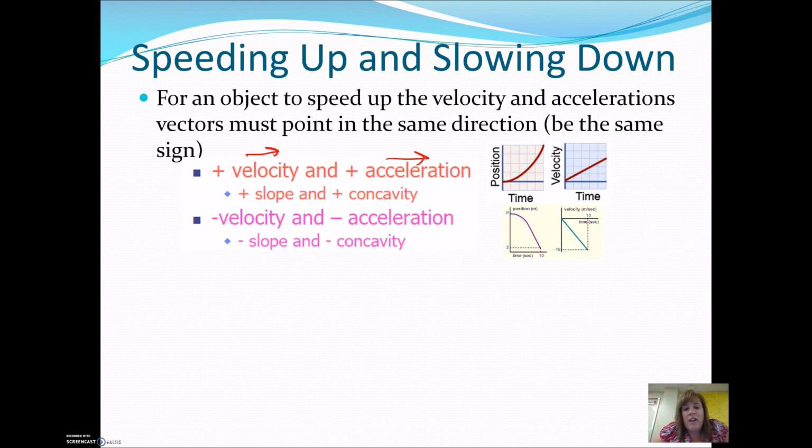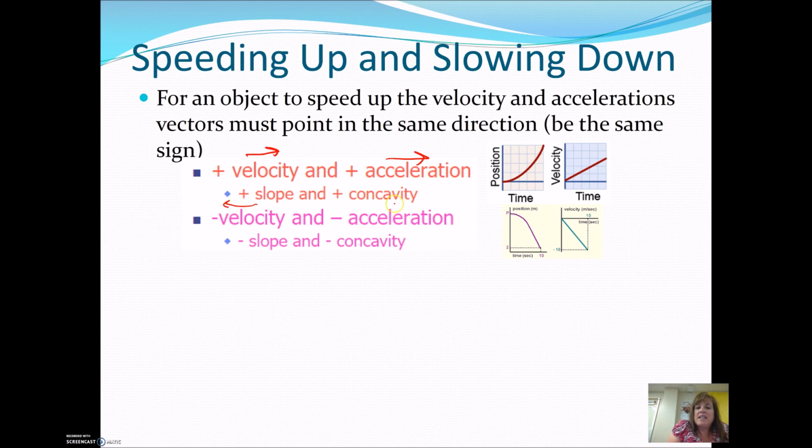Now, a position graph is a lot trickier. One of the things that we'll see is that we know it's speeding up because its slope is getting steeper with time here. And if it's getting steeper with time, I must be increasing the slope, increasing the rate of change, so increasing my velocity. Interestingly enough, we'll see that we get this positive concavity here when I have positive acceleration.